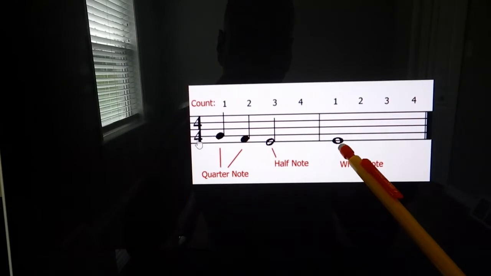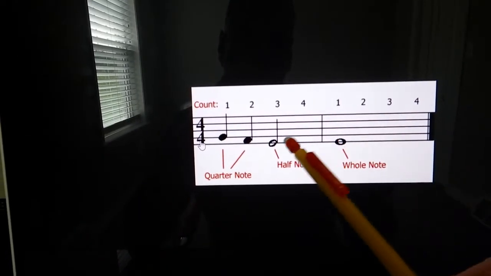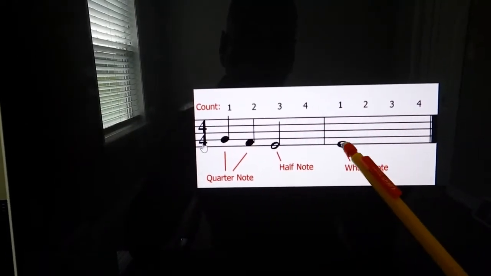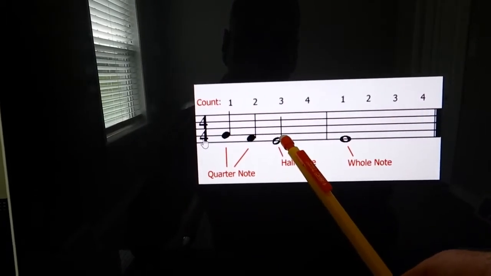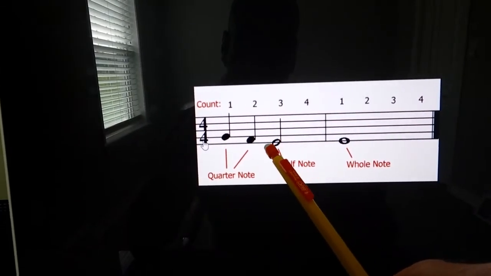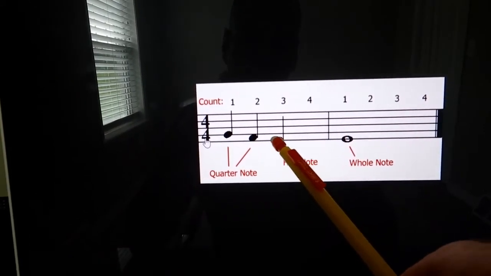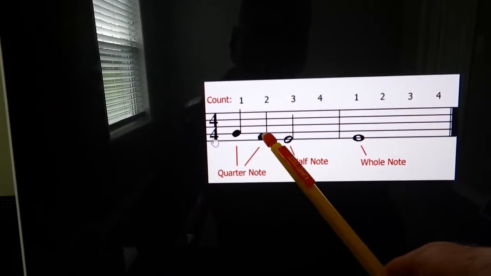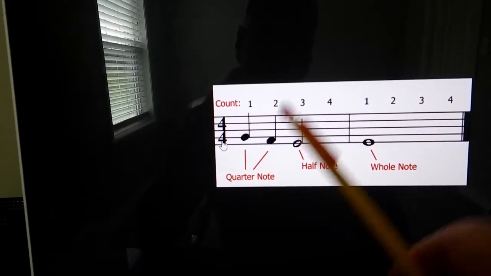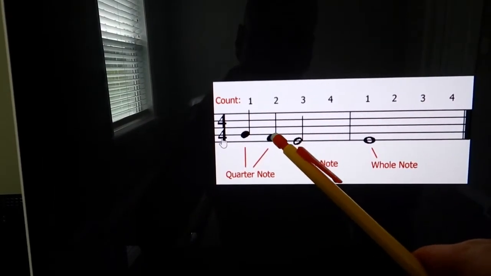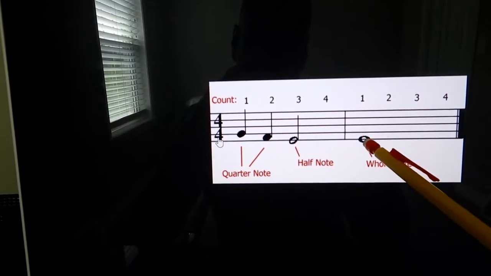The whole note looks like this, and gets 4 beats. The half note looks like a whole note except it has a stem, but the note head is not colored in. That's a half note, and it gets 2 beats. The quarter note's head is colored in and it has a stem, and it gets 1 beat. So you have 1 beat, 2 beats, and 4 beats.